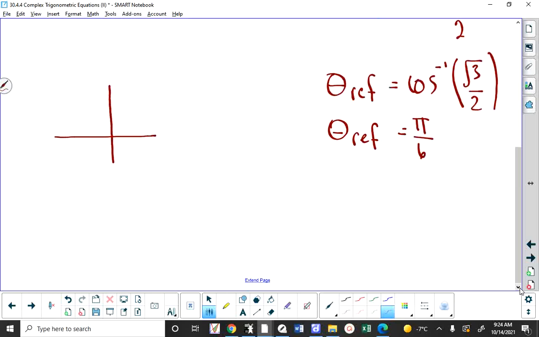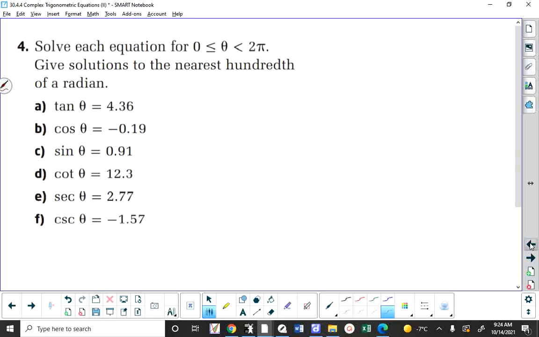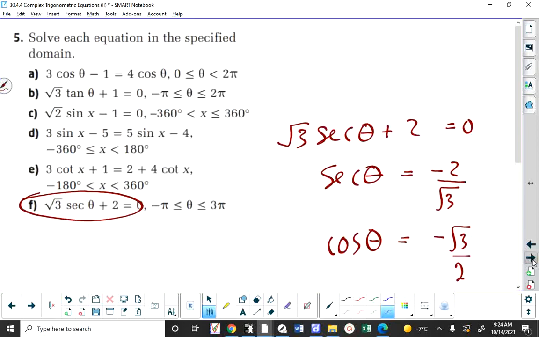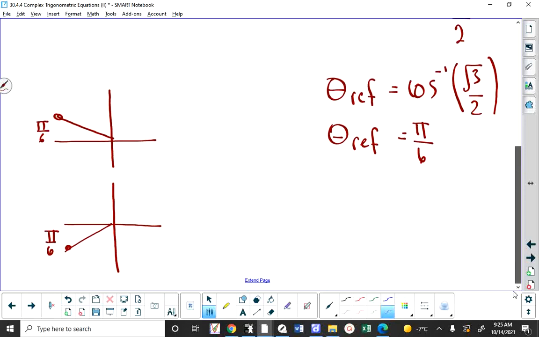It can be in quadrant 2, or it can be in quadrant 3. This is pi over 6. It can be in quadrant 2 or quadrant 3 because cosine was negative root 3 over 2. And the reason cosine was negative was that secant is negative. So basically, secant and cosine are negative in those two quadrants because x is negative there. Which means that, and this is another thing, I'm really glad you asked about this question. This is another thing we talked about yesterday.